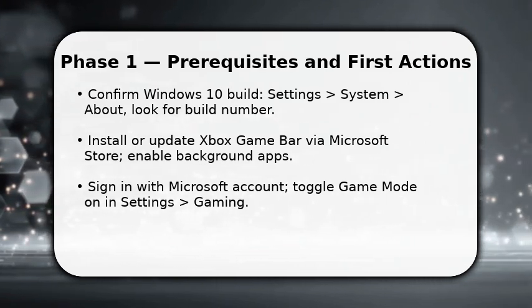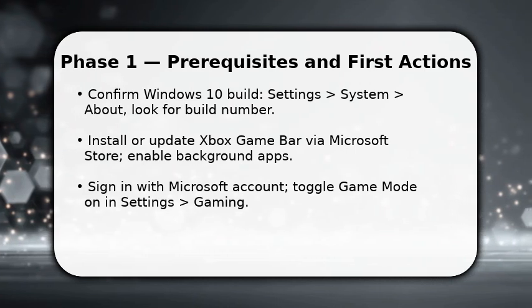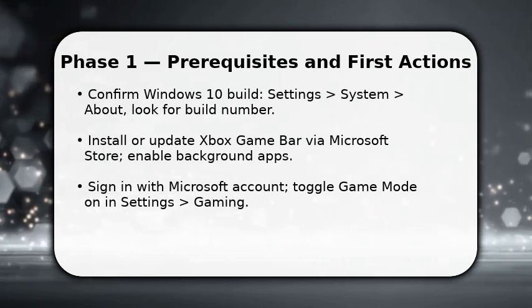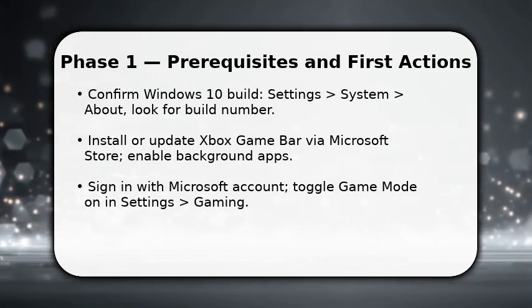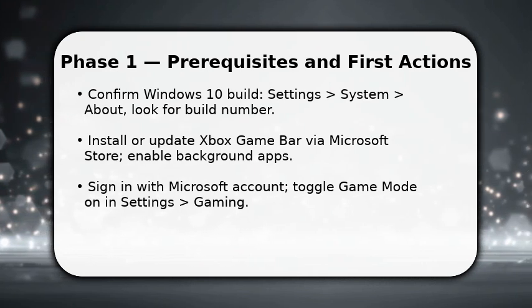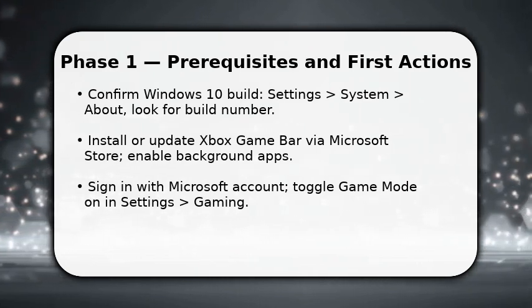Once done, enable background apps and turn on game mode in Settings Gaming to prioritize resources. Make sure your GPU drivers are current so captures won't drop frames. This reduces stutter while recording and gives reliable performance.